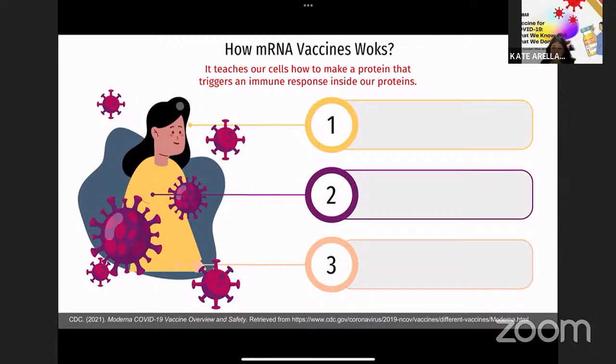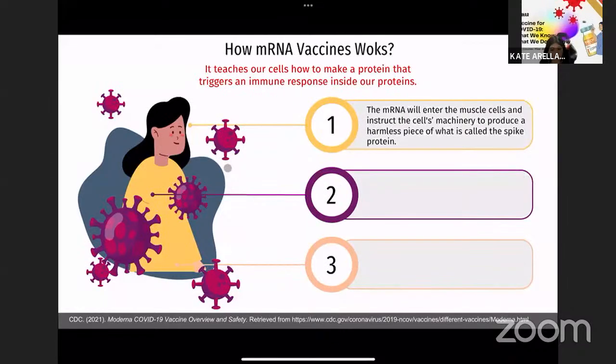Let's go step by step. First, COVID-19 mRNA vaccines are given in the upper arm muscle. Those who are vaccinated already know that you are injected in your upper arm muscle. Then the mRNA will enter the muscle cells and instruct the cell's machinery to produce a harmless piece of what is called the spike protein. The spike protein is found on the surface of the virus that causes COVID-19. After the protein piece is made, our cells break down the mRNA and remove it.